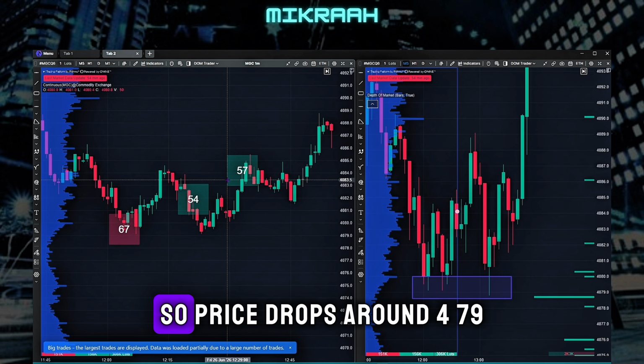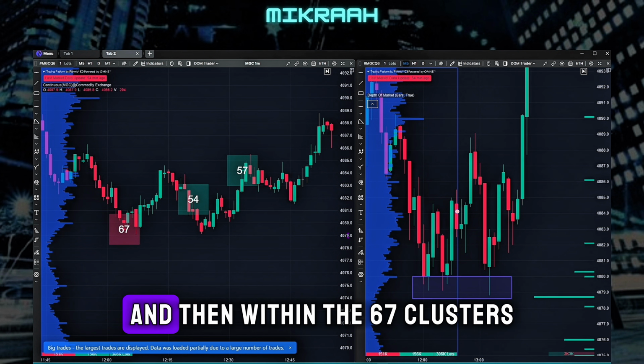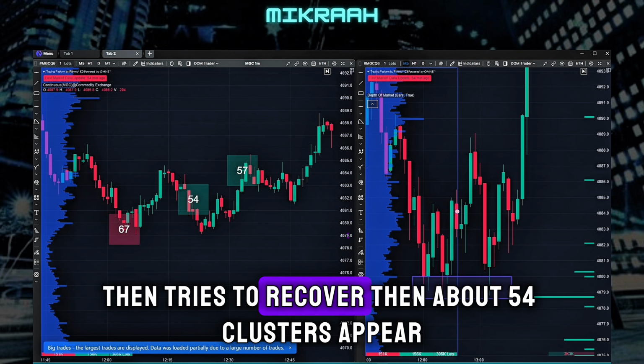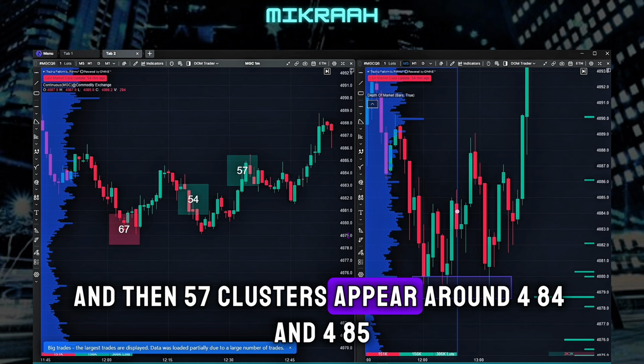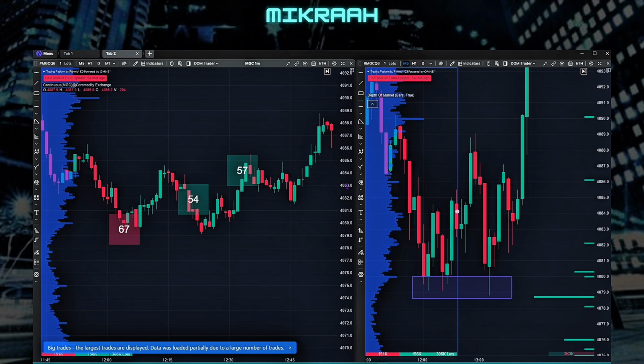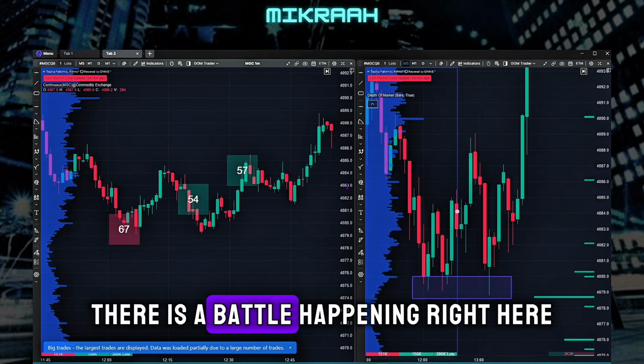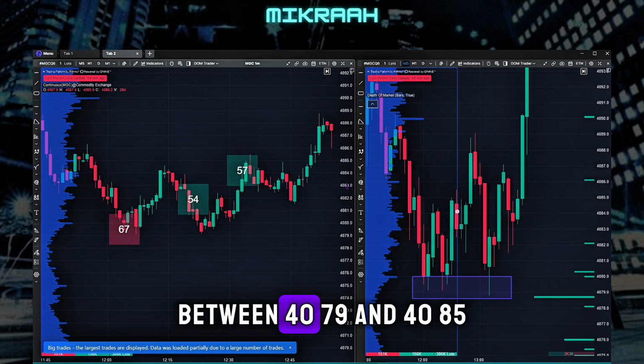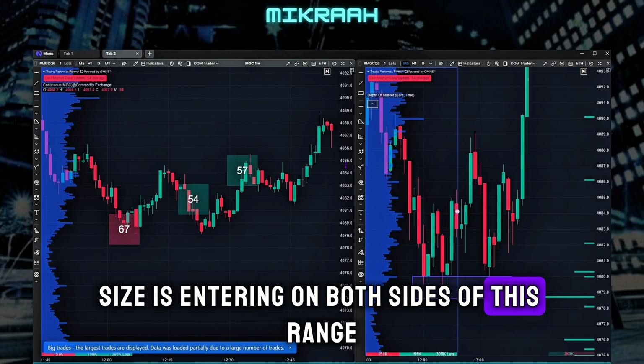So price drops around 479, and then within the 67 cluster it tries to recover. Then about 54 clusters appear, and then 57 clusters appear around 484 and 485. There is a battle happening right here between 4079 and 4085. Size is entering on both sides of this range.